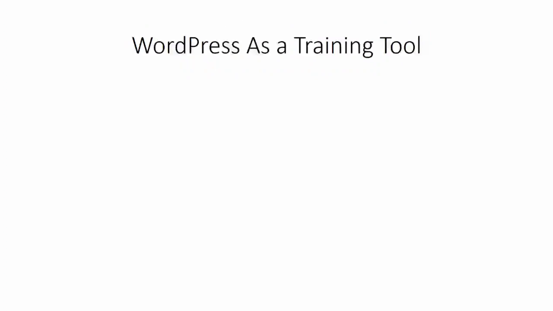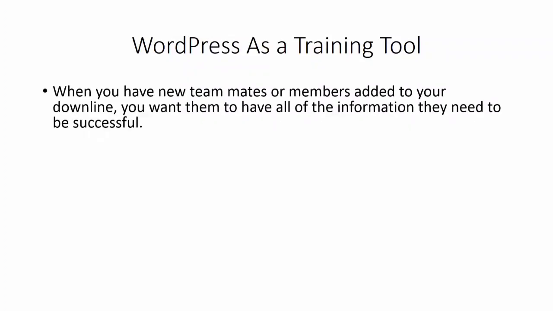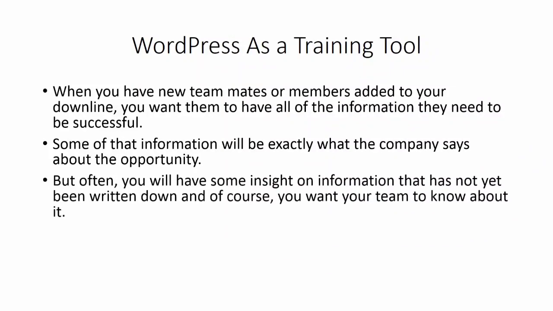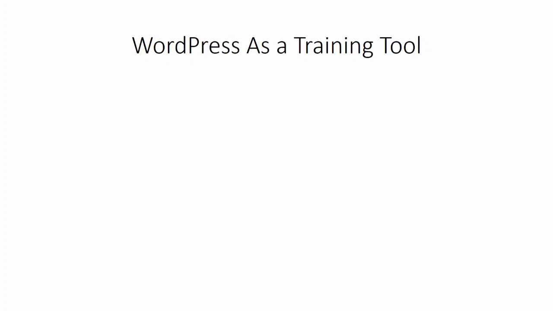Welcome back. Now in this video, we're going to be discussing using WordPress as a training tool. When you have new teammates or members added to your downline, you want them to have all of the information they need to be successful. Some of that information will be exactly what the company says about the opportunity. But often, you will have some insight on information that has not yet been written down, and of course, you want your team to know about it. You can use your WordPress site to make sure your team and your downline remains on the cutting edge of what needs to be done to grow their network marketing business.